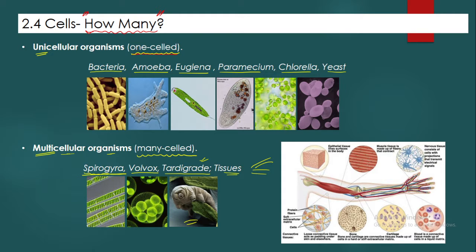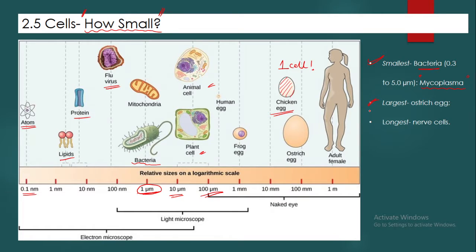The smallest cells are bacteria like mycoplasma. Maybe sometime your Olympiad kind of exams may ask this: mycoplasma, smallest bacteria. The largest cell is the ostrich egg. The longest cells are the nerve cells. So we are able to compare the different size dimensions of cells. Any doubts you have in this one?